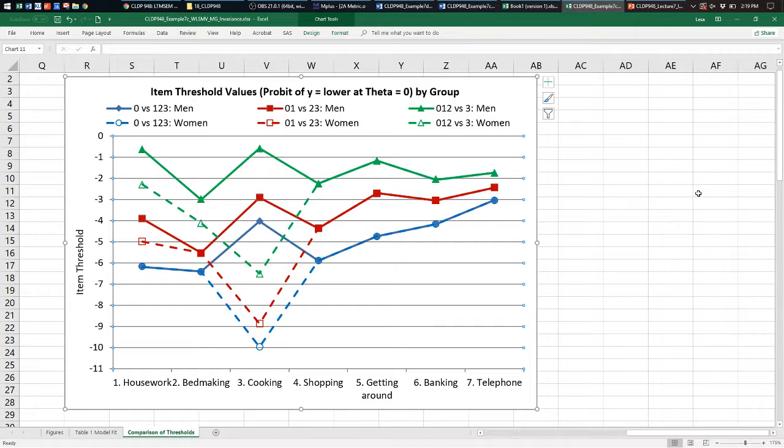So you can see for item 3, cooking, all 3 of the thresholds are much lower for women. Thresholds indicate difficulty, therefore those items are much easier. There is a much lower chance of them getting a 0 if they have average levels of the trait. Say that again. There's a much lower chance of them answering 0 instead of 1, 2, 3 at average levels of the trait than men.